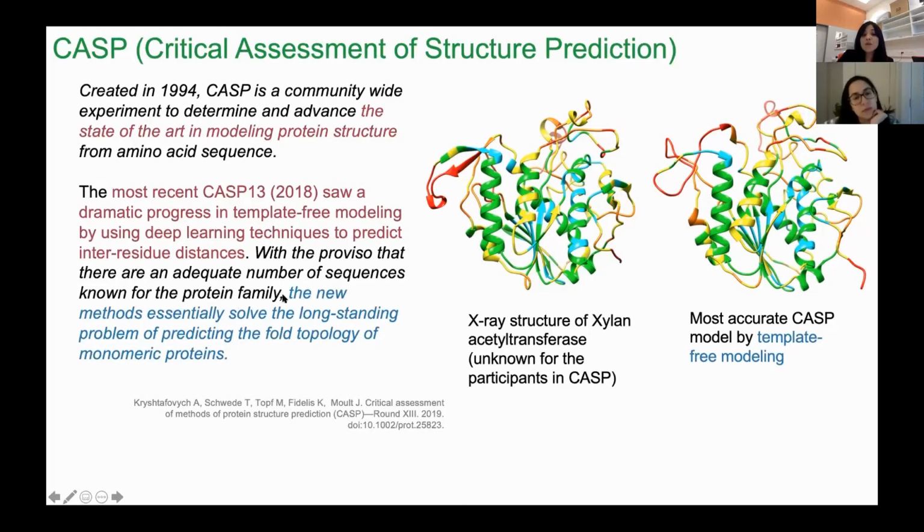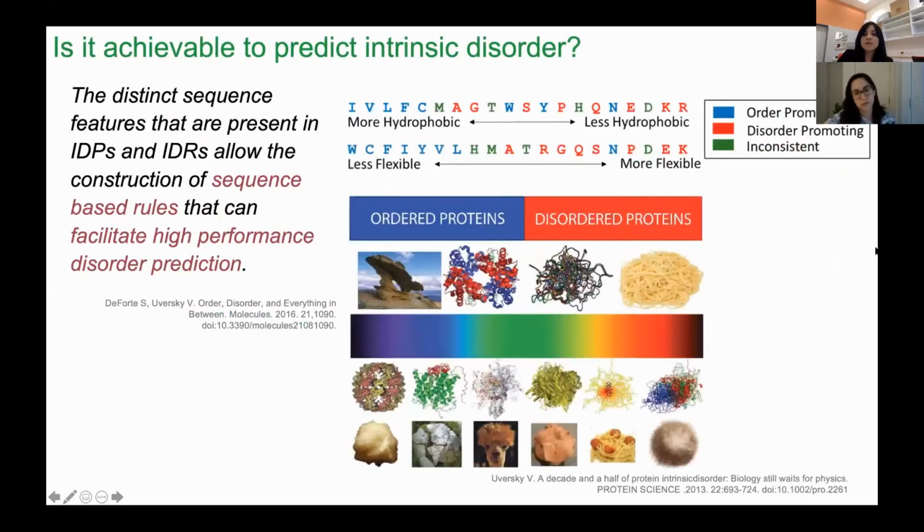And in fact, this is a very rapidly emerging field. One of the things that has made this rapid boom and success is the use of deep learning techniques to predict inter-residue distances. So the new methods essentially solve the long-standing problem of predicting the fold topology of monomeric proteins. Okay, so we talked about how to predict the folding of structured proteins. But how can we predict disorder? Is it even achievable to predict it?